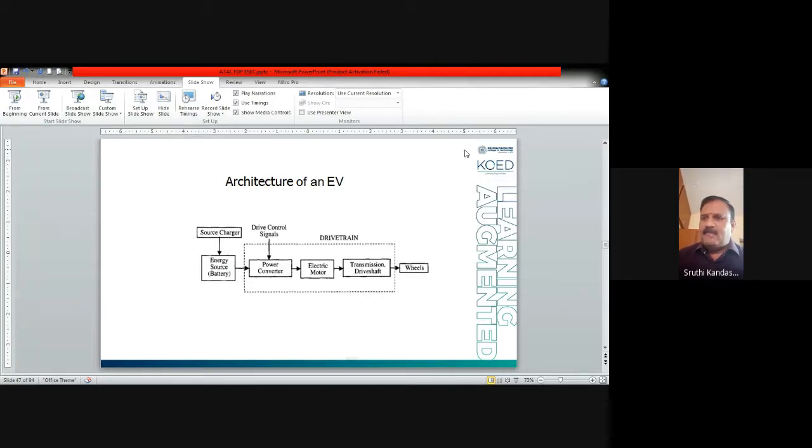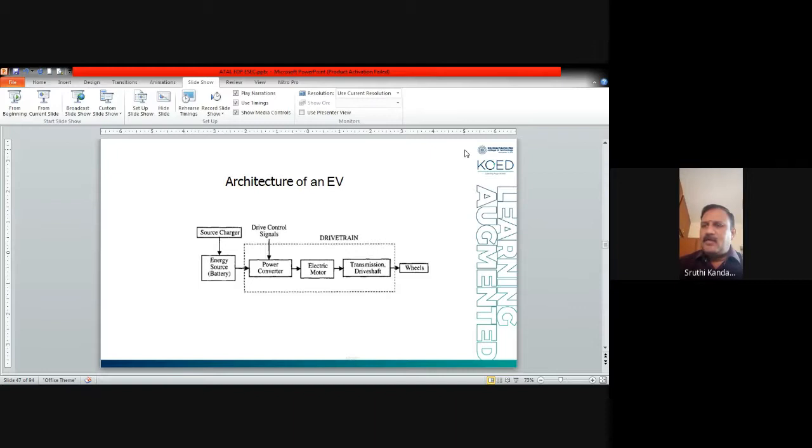Then we have a power converter. This power converter may be a DC to DC converter or a DC to DC converter with an inverter, whatever it is. If the motor is a DC motor, it is definitely a DC to DC converter. If the motor is an AC motor, we have a DC to DC converter and an inverter.